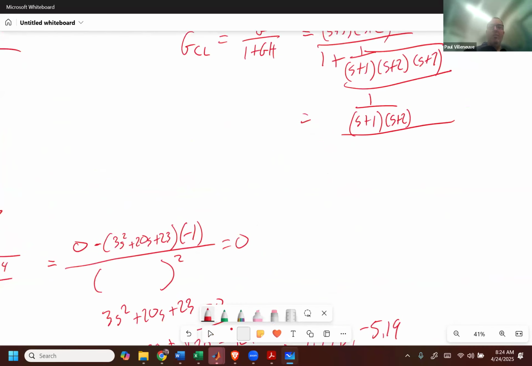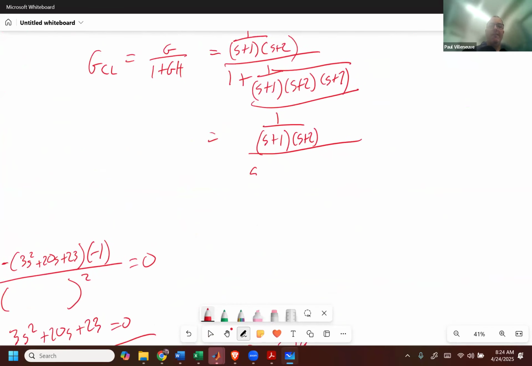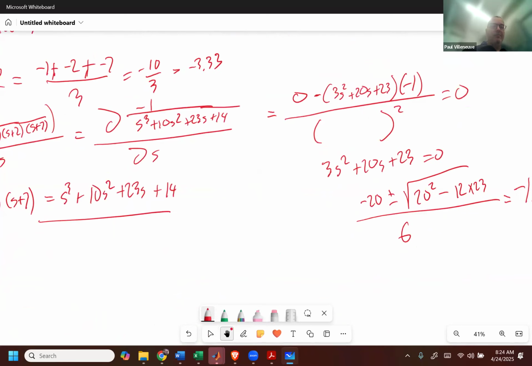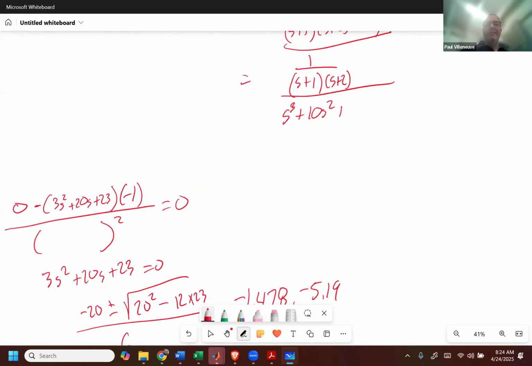So it's s cubed plus 10s squared plus 23s plus 14.